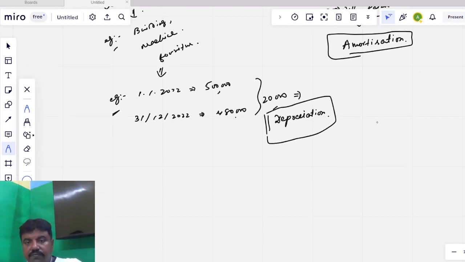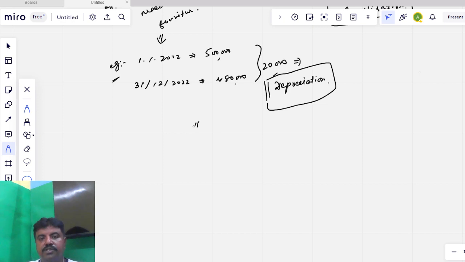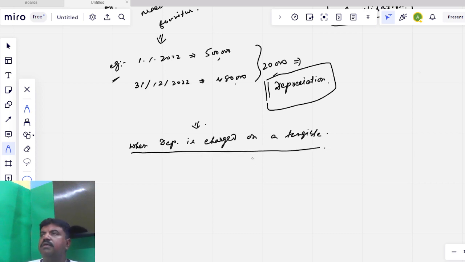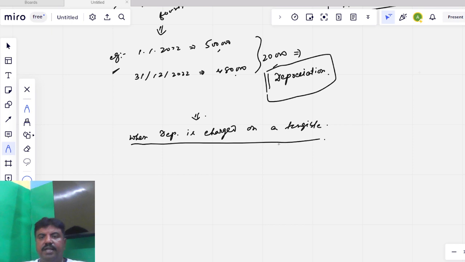Now, when depreciation is charged on an asset, what journal entry do we pass? Depreciation is a nominal account because it is an expense; depreciation is a loss to the firm. So when depreciation is charged on a tangible asset, the first journal entry we pass is depreciation account debit to the respective asset. If the depreciation is on furniture, then credit to furniture. If it is on machine, then credit to machine. If it is on building, then credit to building.